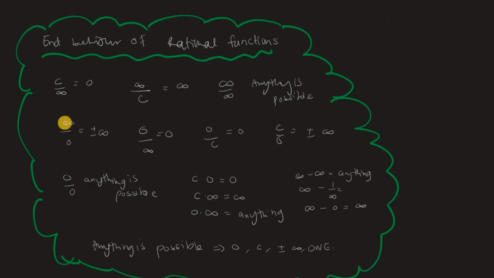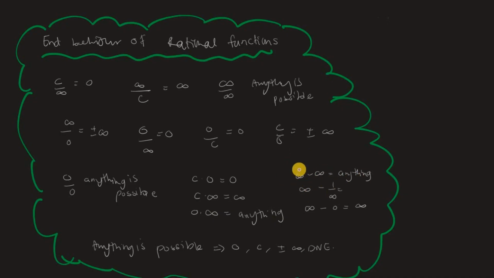And if you get something like infinity over zero, then you can get positive or negative infinity, anything. If you have zero over infinity, that would be zero, and zero over c would be zero, and c over zero is positive or negative infinity, and zero over zero, you already know it, you can get anything from here. It depends on the factorization or conjugate or anything that you do. I think you guys already know this, so this is pretty simple.